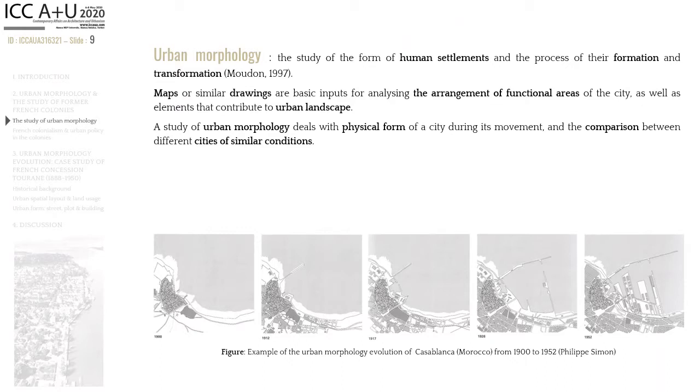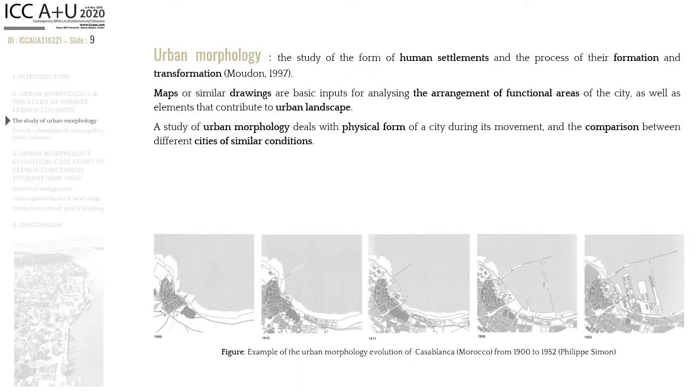The concept of urban morphology was presented by many planners and researchers. It is the study of the form of human settlement and the process of their formation and transformation, as mentioned by Moudon in 1997. Maps or similar drawings are the basic input for analyzing the arrangement of functional areas of the city, as well as elements that contribute to the urban landscape.